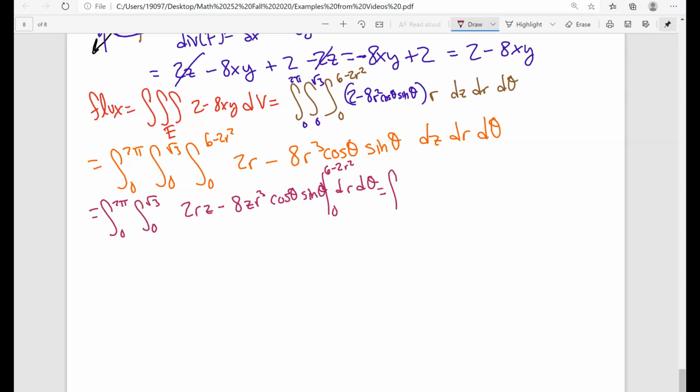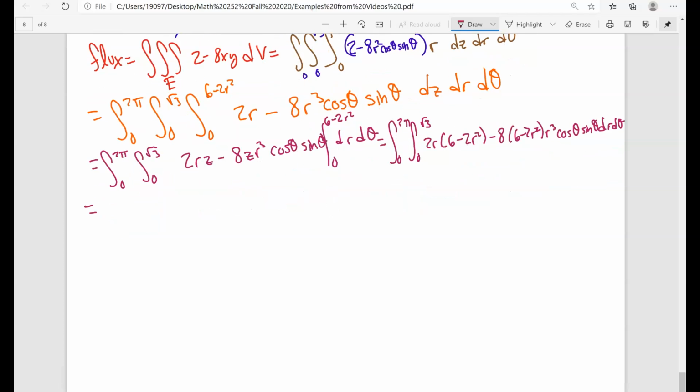So you're going to have the integral from 0 to 2 pi, the integral from 0 to square root of 3, and then you're going to plug all that guy in there. So 6 minus 2r squared minus 8, 6 minus 2r squared, r cubed, cosine theta, sine theta, dr d theta. So not a pretty integral. Okay, you got to do a little bit of algebra.